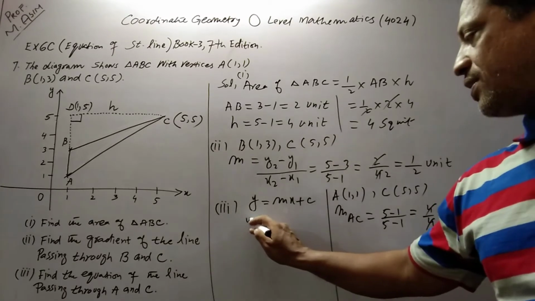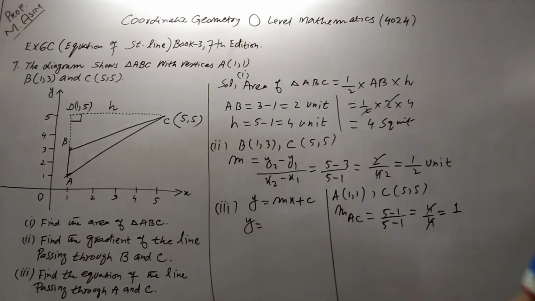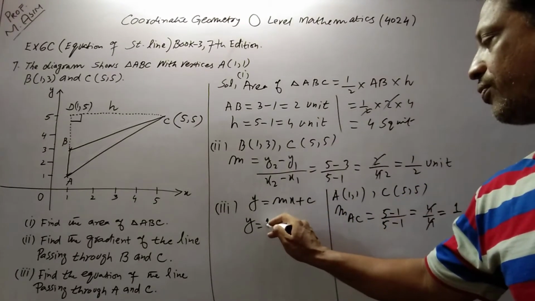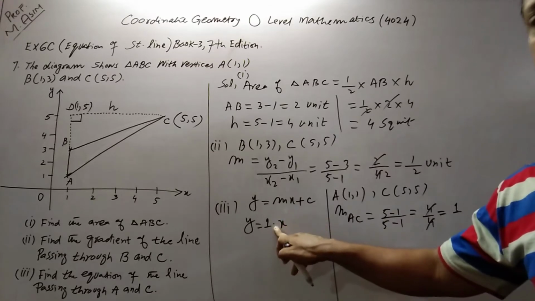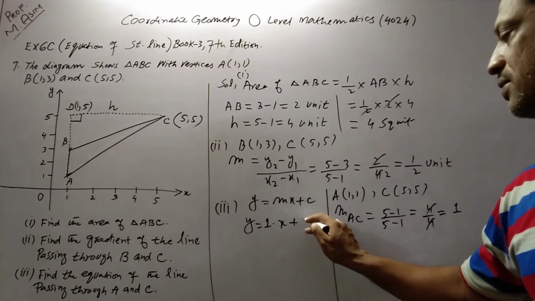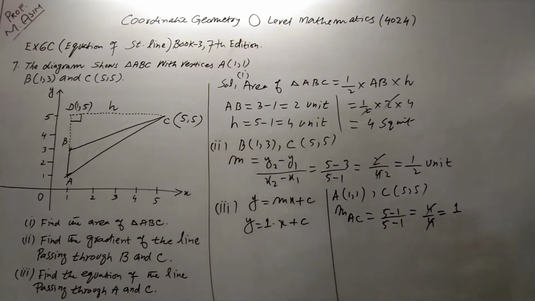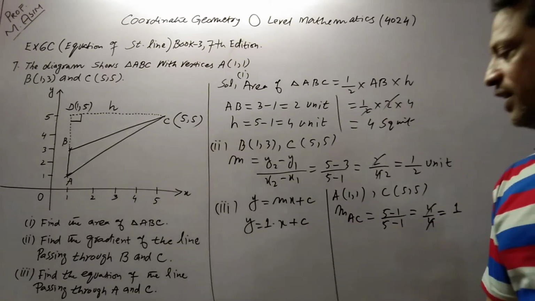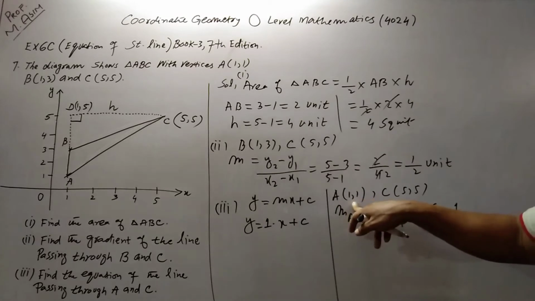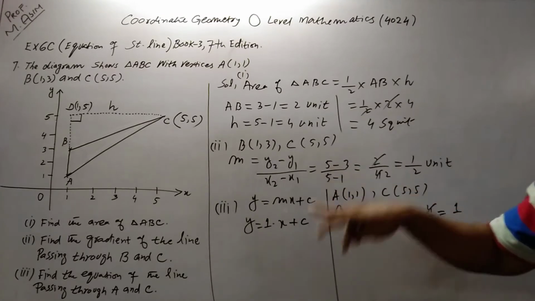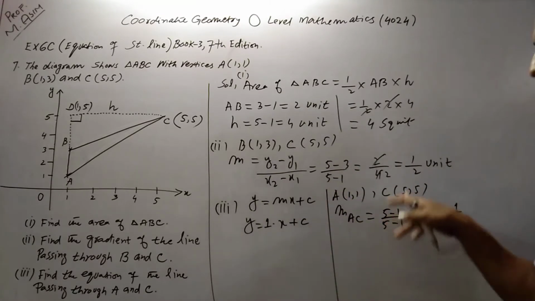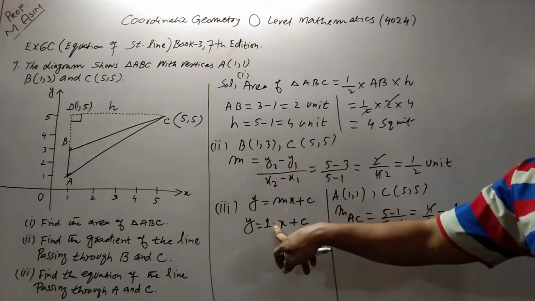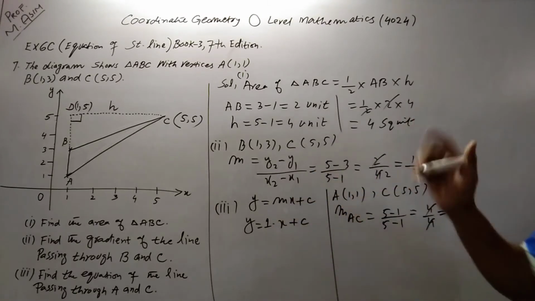So y is equal to mx plus c. What is the value of m? The value of m is 1. So 1 dot x, where dot means multiply, plus c. Now the second step. What is the second step? We need to find the value of c. How to find the value of c? Take any point, either (1, 1) or (5, 5), and put this point in this equation to get the value of c. I am taking (1, 1).